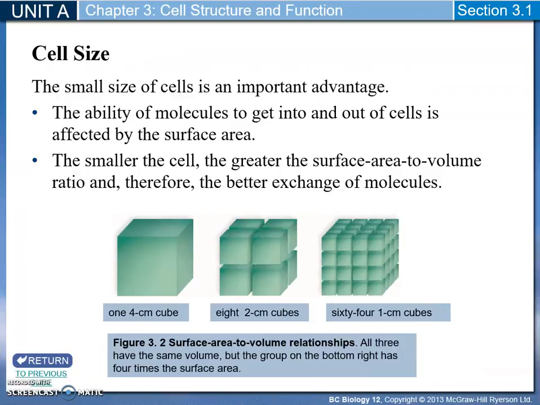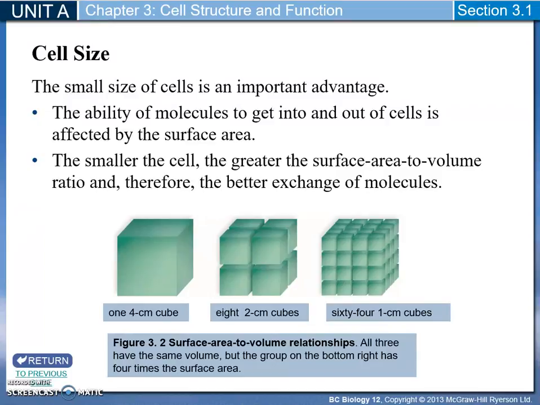So in terms of size, then, the small size of cells is a very important advantage, because the ability of molecules to get into and out of cells is affected by the surface area of the cell. So the smaller the cell, the greater the surface area to volume ratio. And this is an important distinction. So although the cells get smaller, which means that they have smaller surface area, the surface area to volume ratio increases as these cells get smaller.